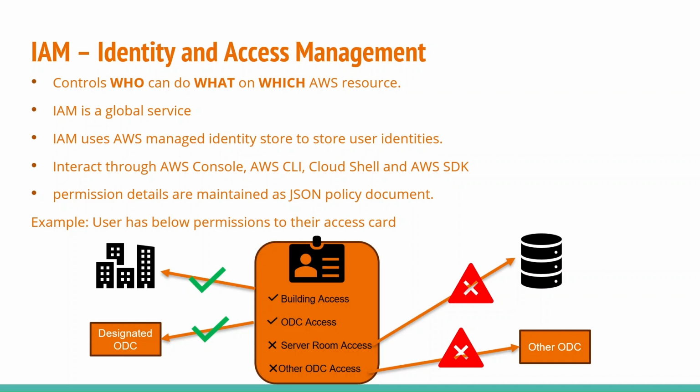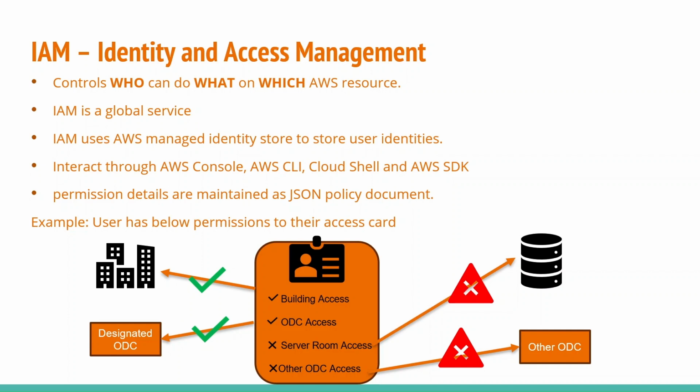It's a global service. For most AWS services, you have to be in that region to work on that service. But IAM is global. That means whatever permission, whatever roles you create over here, can be attached to the services across various regions. It uses the AWS managed identity store to store the user identities. You can interact with AWS IAM through the AWS Console, through the CLI, through CloudShell, or through the AWS SDK.